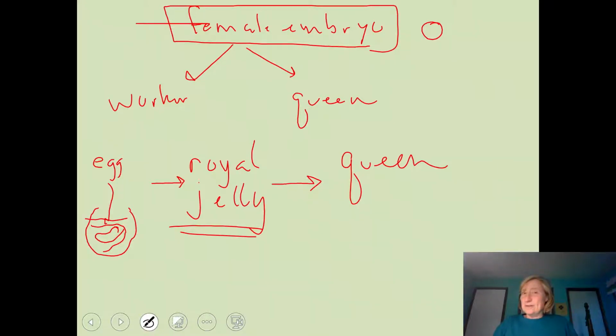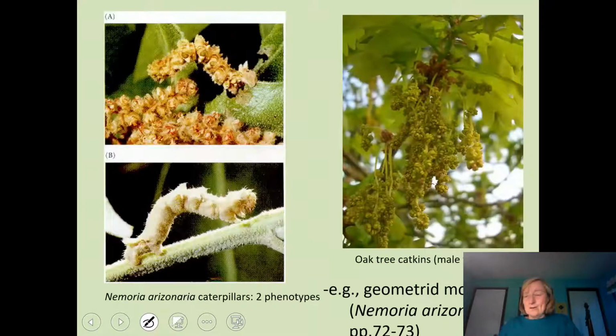Okay, so there's phenotypic plasticity here, where an essentially genetically identical egg can develop into a queen. People who own hives know this, and they figure out how to make more queens. All right, here's another example.